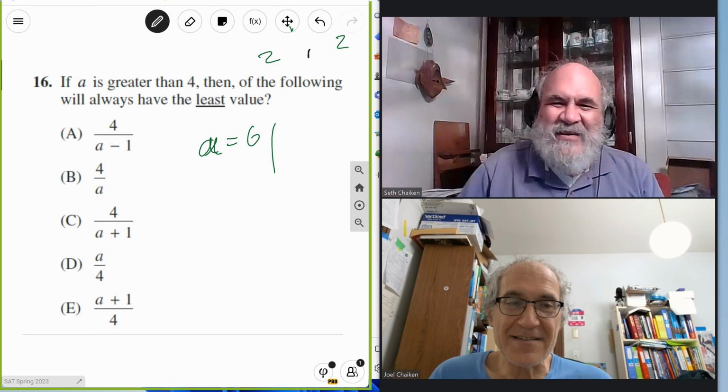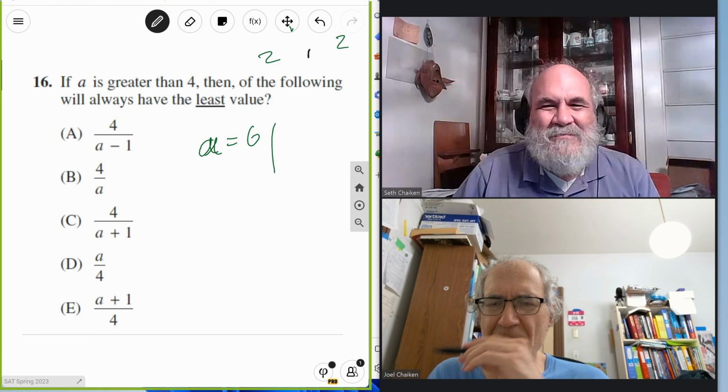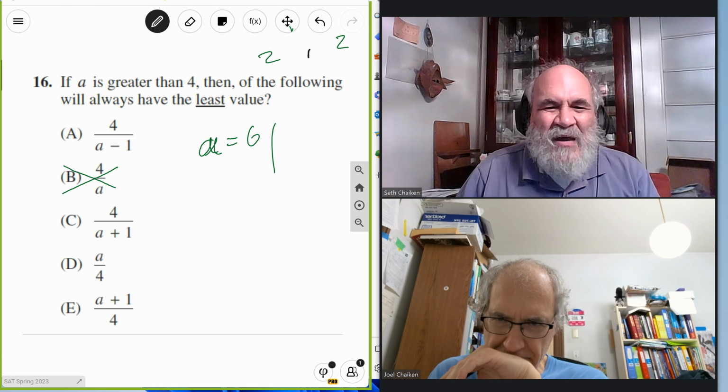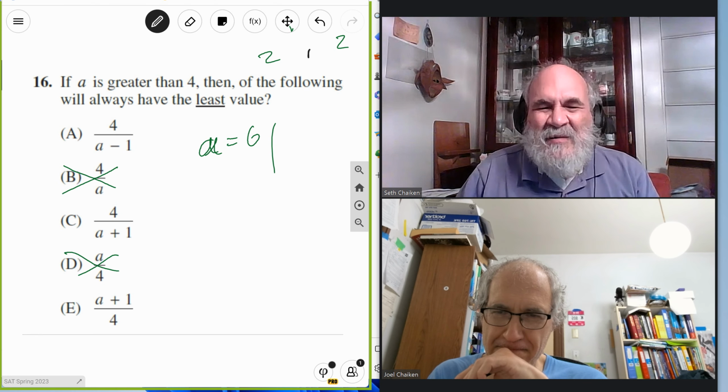Okay, well, so we're worrying about A's that are greater than 4. So 2 of these choices have A's in the numerators, and the other three choices have A's in the denominator. Well, when A gets bigger and bigger and bigger, the three top ones are going to always be smaller than the two bottom ones, because the two bottom ones will become humongous.